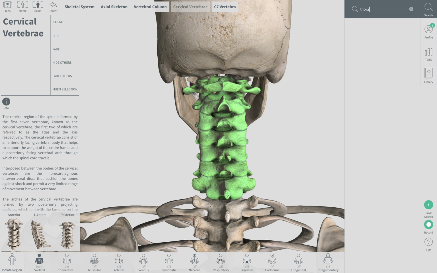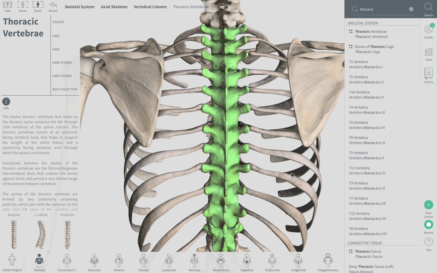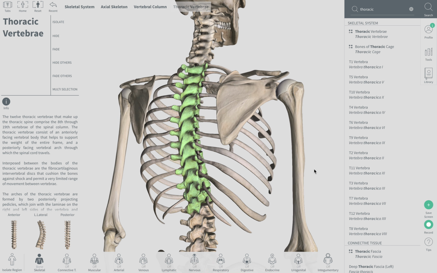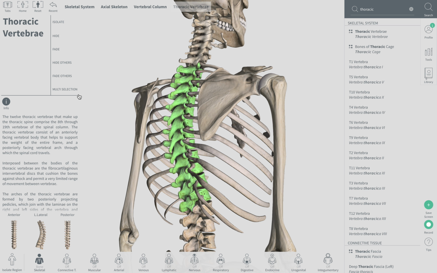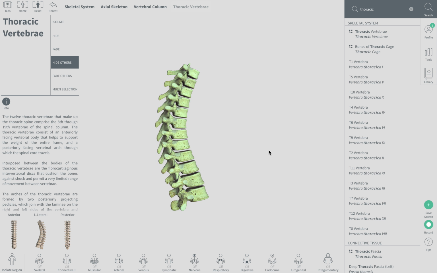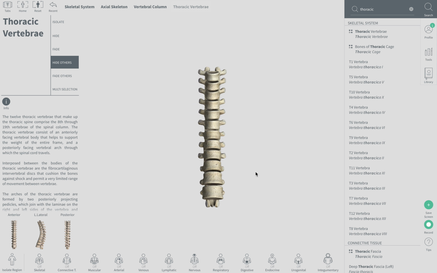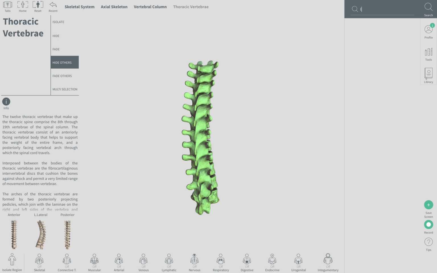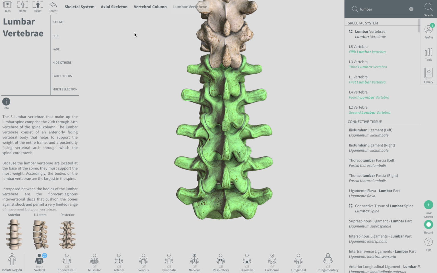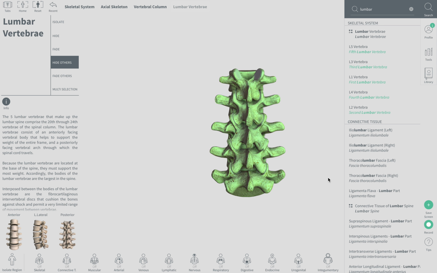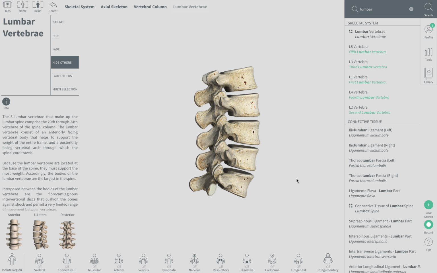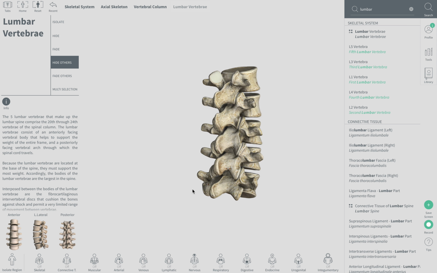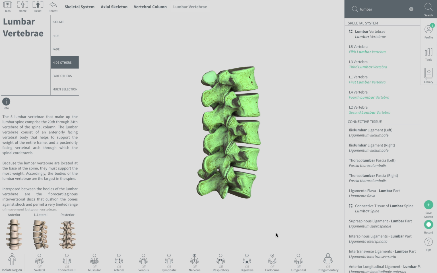Now we'll look at the thoracic vertebrae, 12 of them. This is a posterior view. And then finally the lumbar vertebrae, of which there are 5. L1, 2, 3, 4, and L5. Thoracic vertebrae were T1 through T12.